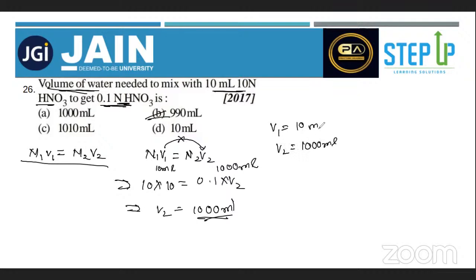So for 10 ml, it became 1000 ml. So how much increase happened? Increase of 990. This is what will be the answer. Number B.